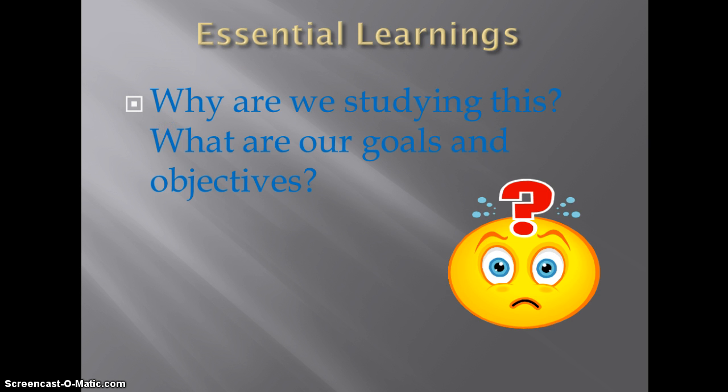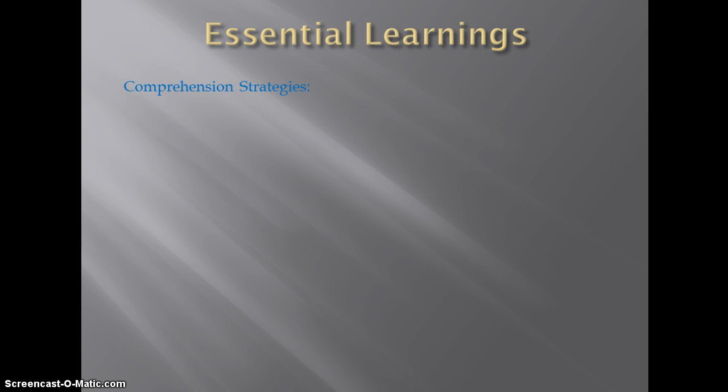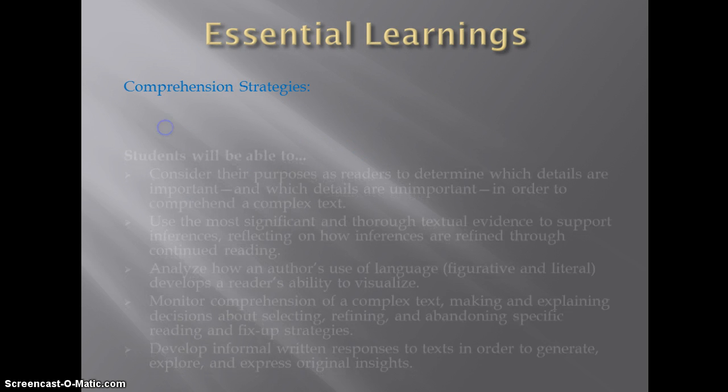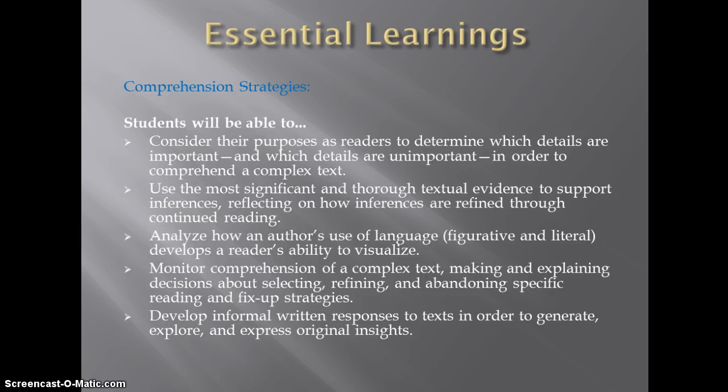So let's first look at the essential learnings. That's the why. Why are we studying this? What are our goals and objectives? There are 3 basic categories that we're looking at. Your comprehension strategies, and this means becoming a better reader, working with different texts. You'll be considering your purpose for reading and figuring out which details you need to pay attention to in order to get the big picture and understand the text.